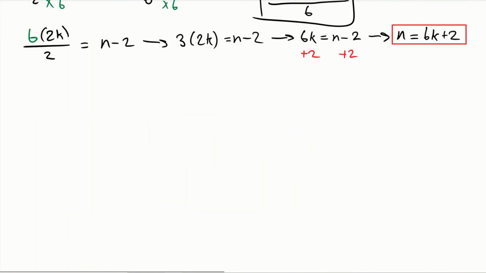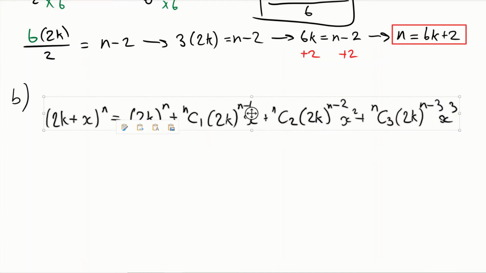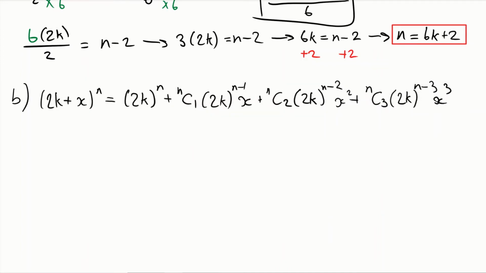Okay, this is a really nice question. So using our expansion of (2k plus x) to the power of n from part A, we see that k is 2/3. Well, guess what? We can plug that into our formula for n. So since n is equal to 6k plus 2, which we already found out, plugging in k, we get n is equal to 6 times 2/3 plus 2, which simplifies to n equals 6. So we can now plug this in fully to our binomial expansion.